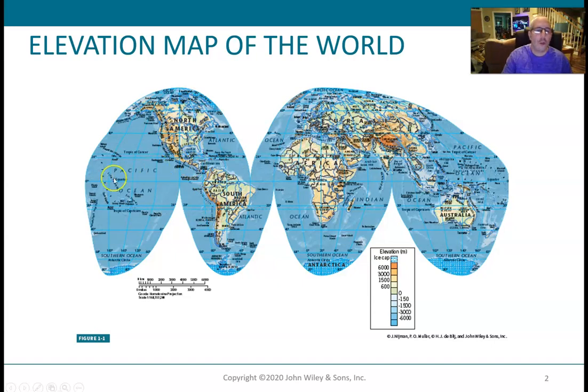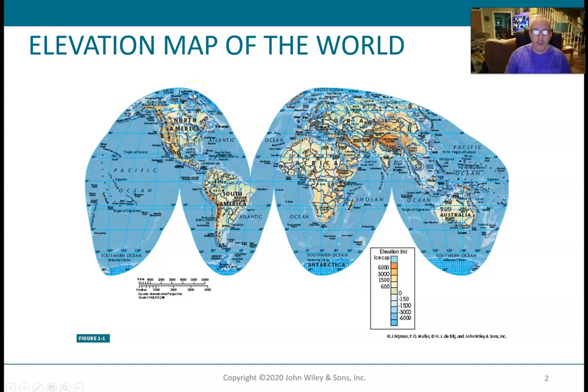So whenever you look at a map, the first thing you probably should look at is the title. What type of information is that map trying to convey to you when you look at it? Because this could just as easily be a population map of the world or something else.